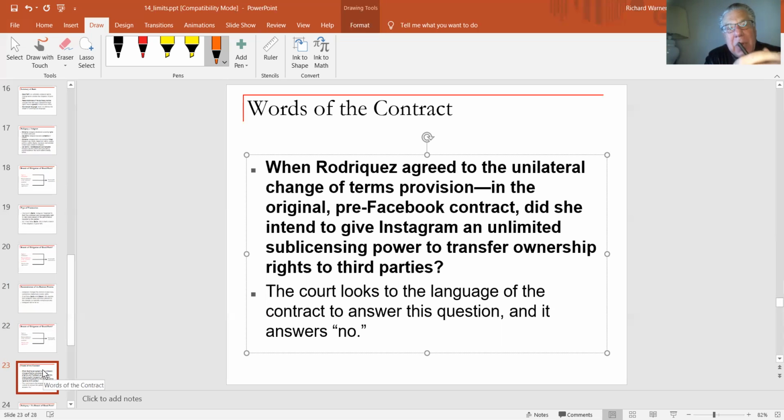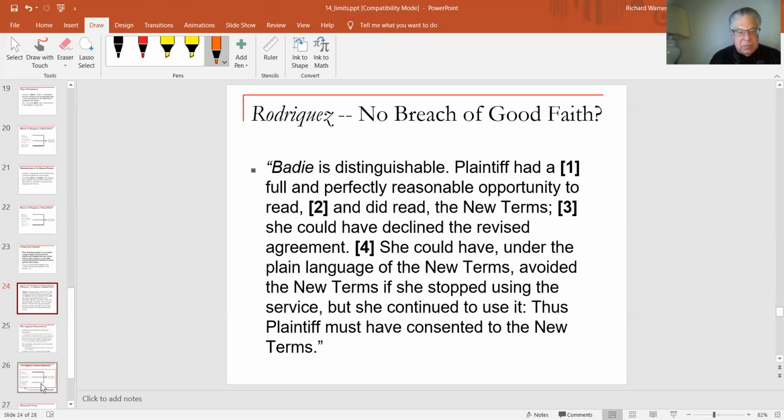So if you think about Beatty, right, Rodriguez should win, hands down, easy, even easier than the Beatty case because of the words of the contract. Rodriguez loses. Rodriguez loses.